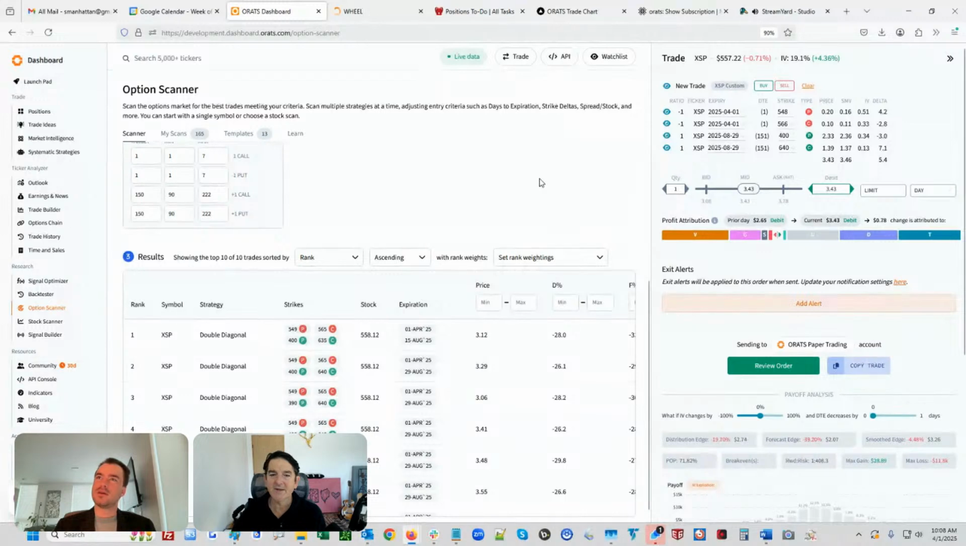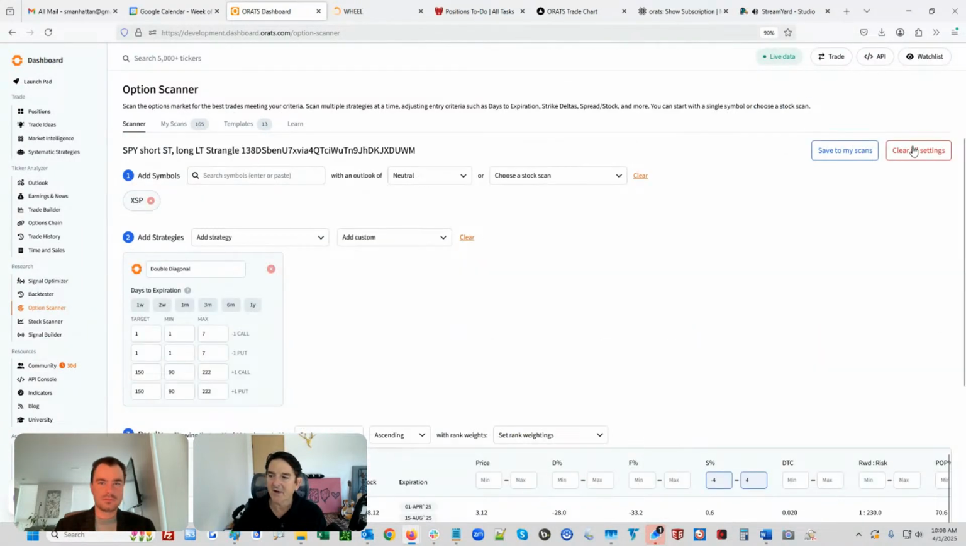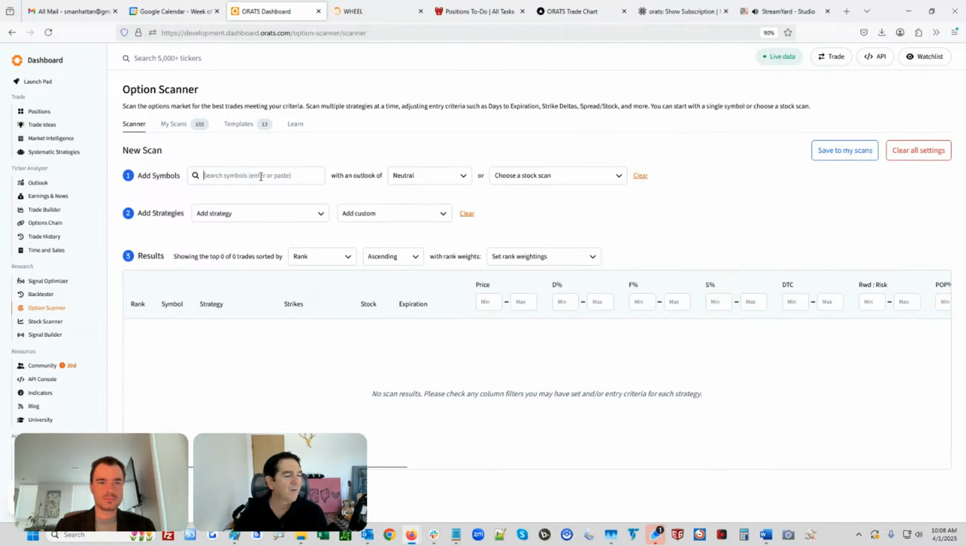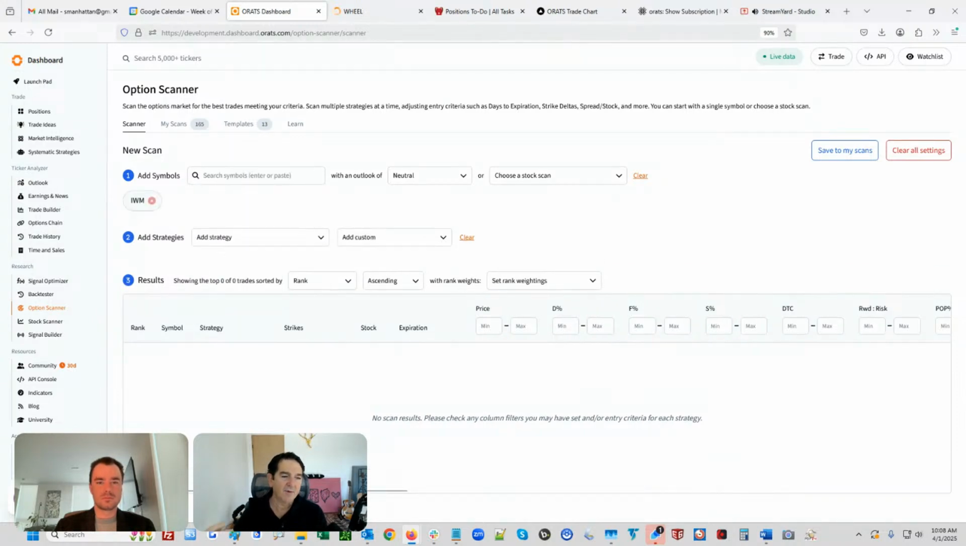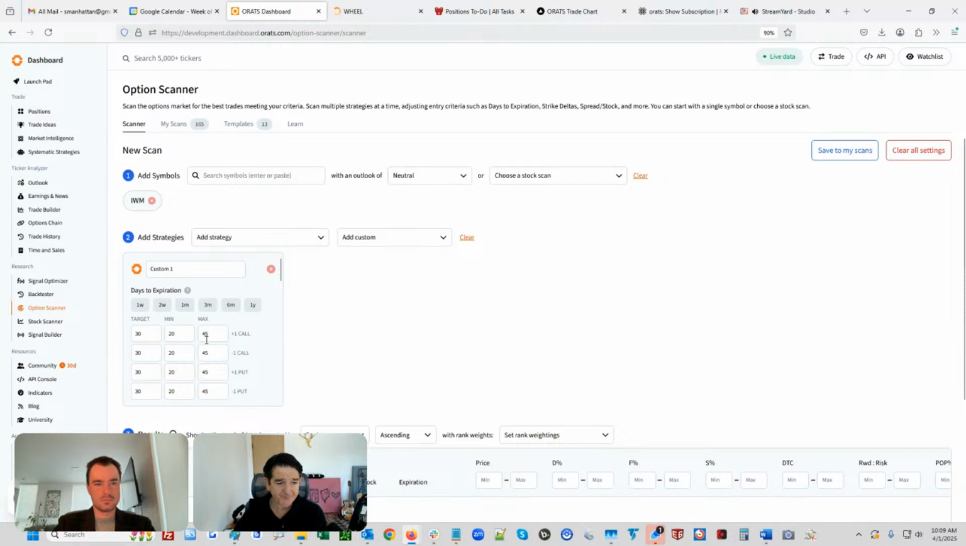So that's the theory. That's one form, but let's just clear all the settings here, and we'll do it on a typical IWM. We have strategies, but we don't have that double diagonal, and kind of the reason is people like to do their own double diagonals. So let's see if we can figure out how to do this. This is our scanner. Later on, we're going to look at the back tester and see how to set those up. But let's go in the scanner first.